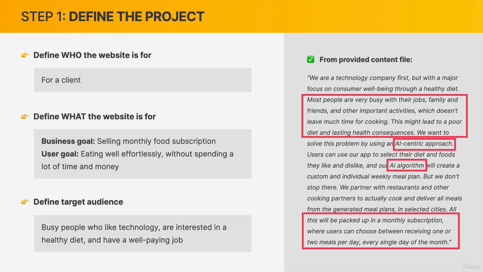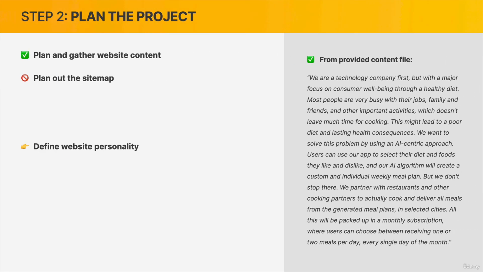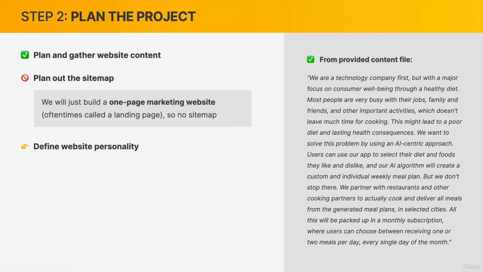All right. So that is basically defining the project in broad terms. So let's go now to step number 2. So step number 2, remember, entails planning and gathering the website content. And this one has already been done. So that's very nice. Then the second one is to plan out the sitemap, which in this case is not necessary because we will simply build a one-page marketing website for OmniFood. So there's no sitemap here needed because we have just one page. And oftentimes a page like this with only basically one page is called a landing page.